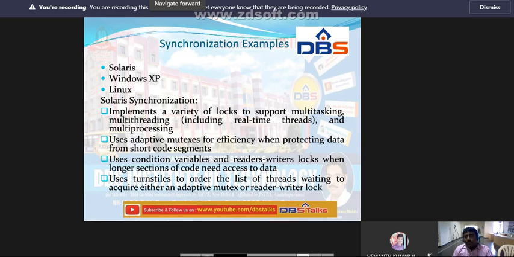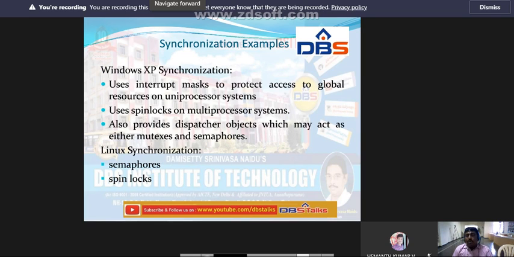Next is how we achieve synchronization in Windows XP. Windows XP is one of the most familiar operating systems we use nowadays. We use interrupt masks to protect access to global resources on uniprocessor systems. At the same time, we use spin locks on multiprocessor systems. It also provides dispatcher objects, which may act as either mutexes or semaphores.